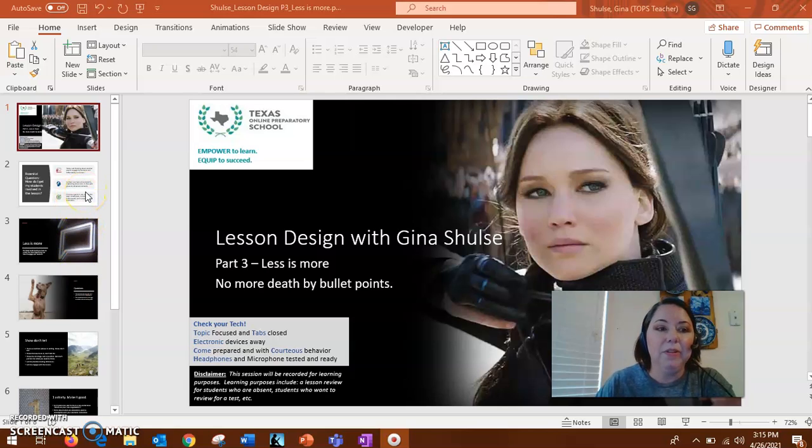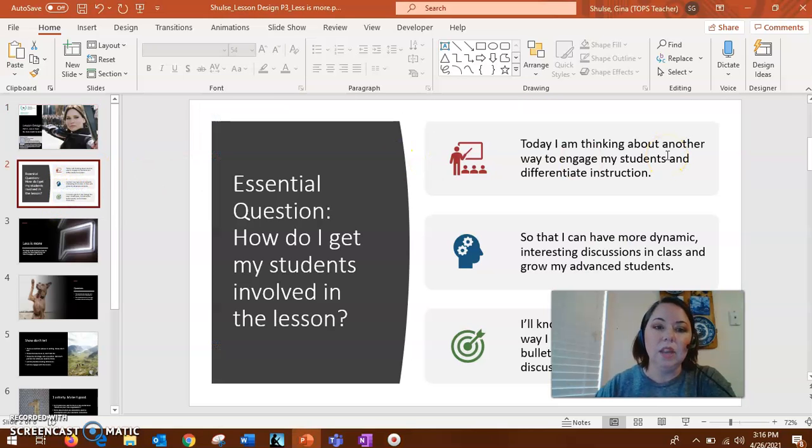But this is a really important thing that I have been thinking about quite a bit this year in teaching, especially advanced students with the English 1 students. I've really tried to think, what can I do to help my students who are already advanced to grow? So that's what we're going to talk about in this lesson design.